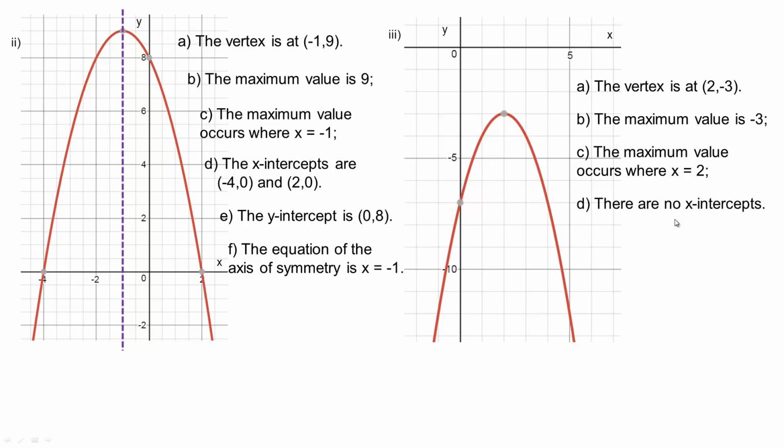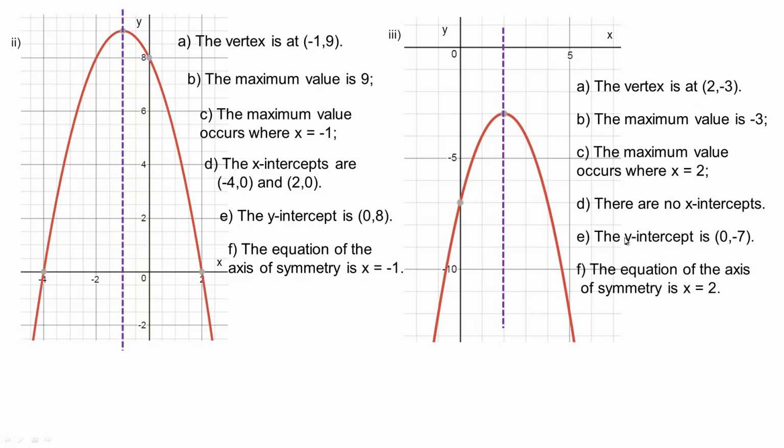Now there's always a y-intercept somewhere. The y-intercept would be this place right here at -7, where the graph crosses the y-axis. So the y-intercept is at 0, -7. And the axis of symmetry looks like this. Again, a vertical line through the vertex that crosses the x-axis at 2. So the equation of the axis of symmetry is x equals 2.